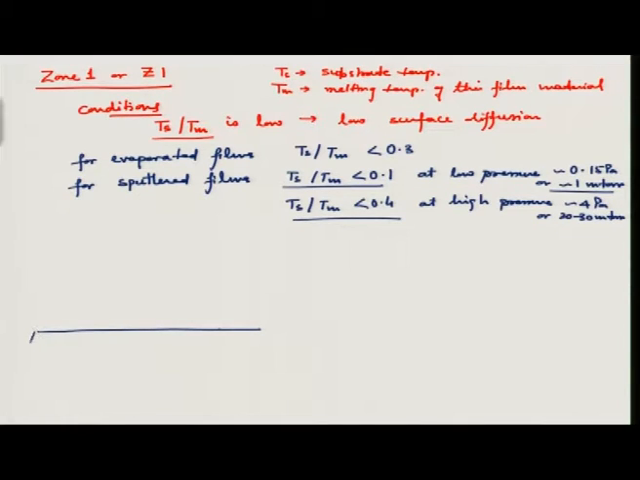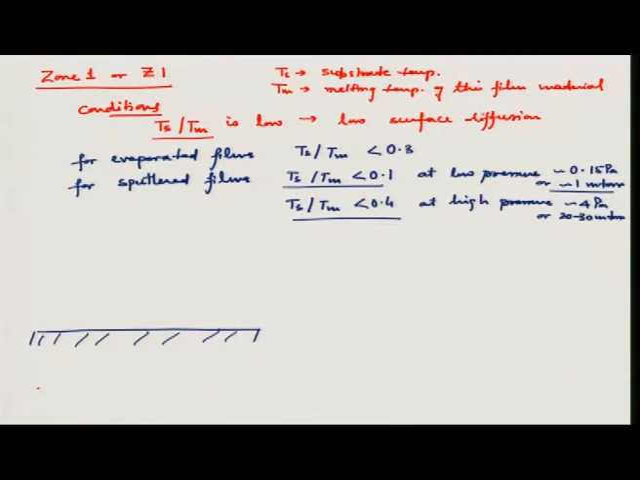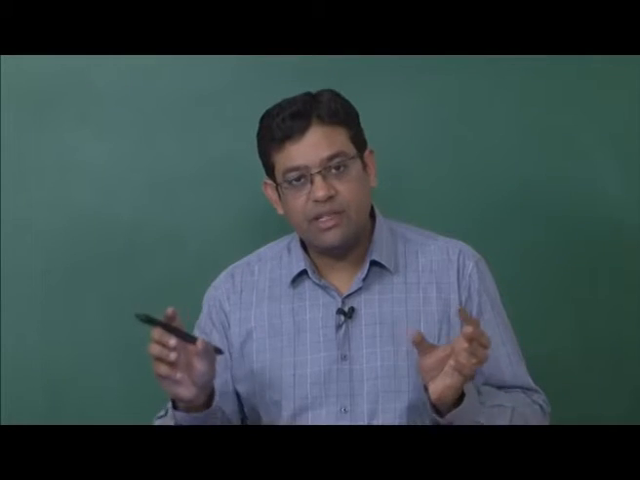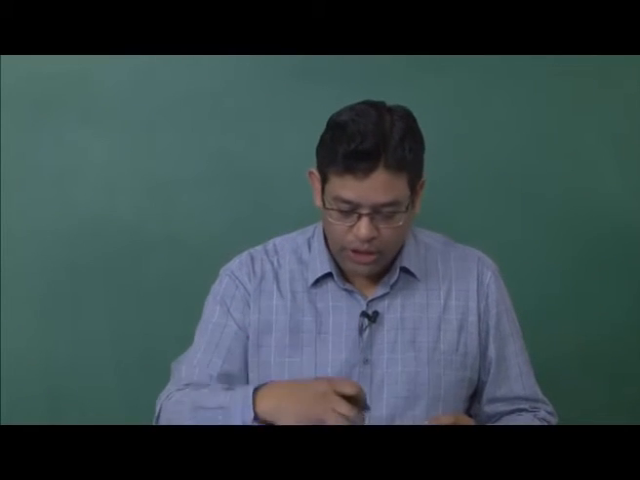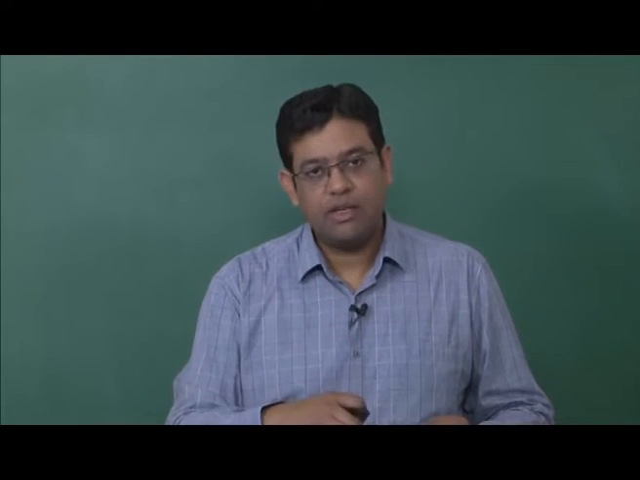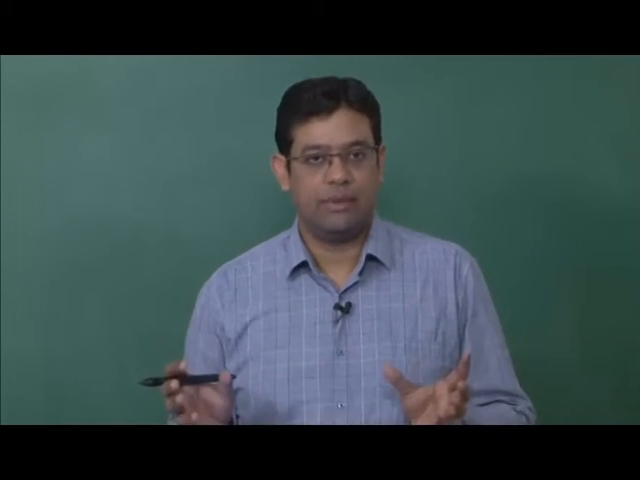Okay. So, this is my substrate on which I am depositing my thin film, and in this zone structure model it is governed by the shadowing effect, because the surface temperature is low enough. So, there is very low surface diffusion. Once an atom or molecule gets to the surface of the substrate, it just sits there, it does not move on the substrate.